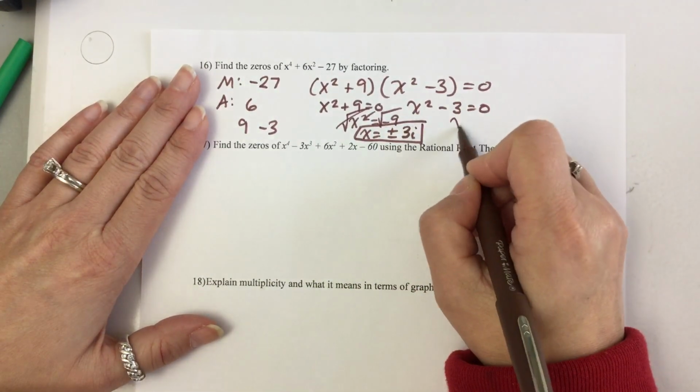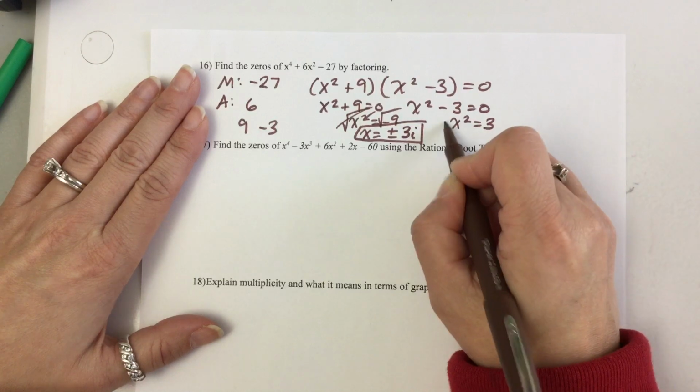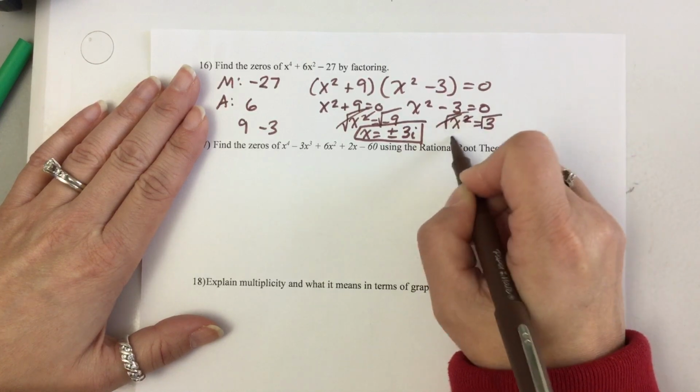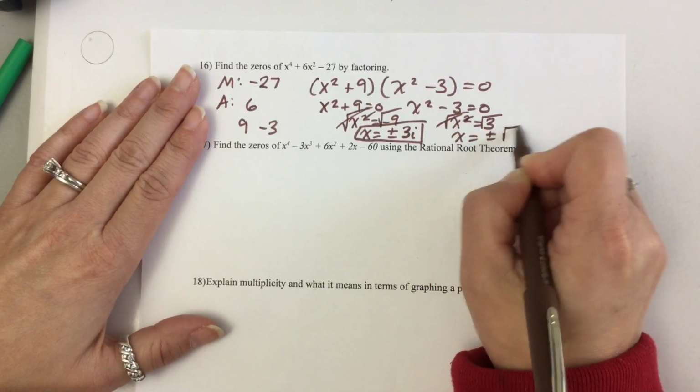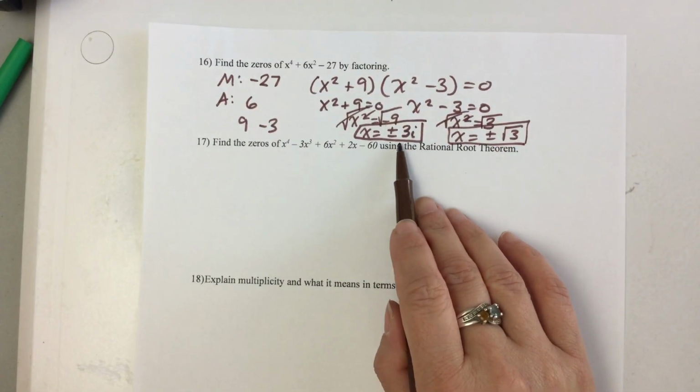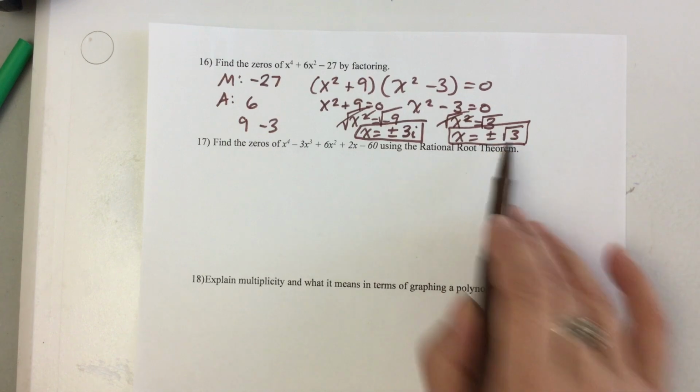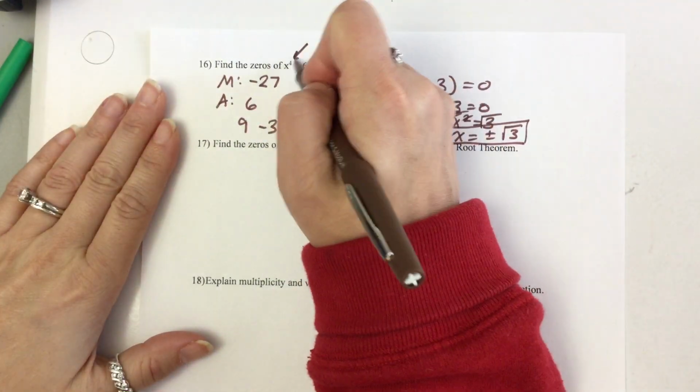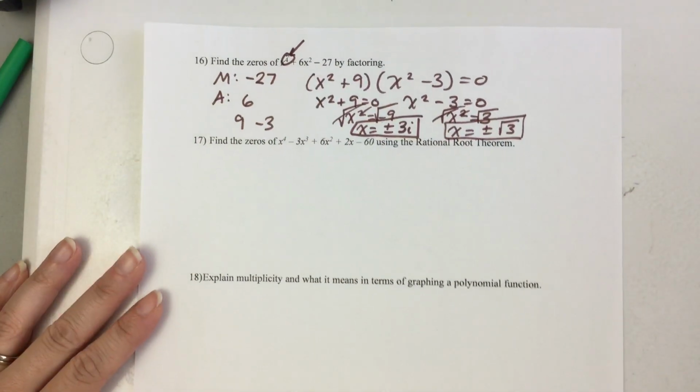Here I need to add a 3, so x squared equals 3. Take the square root of each side, so x equals plus or minus square root of 3. So I have 4 answers: positive 3i, negative 3i, positive square root of 3, negative square root of 3. That's perfect because we needed 4.